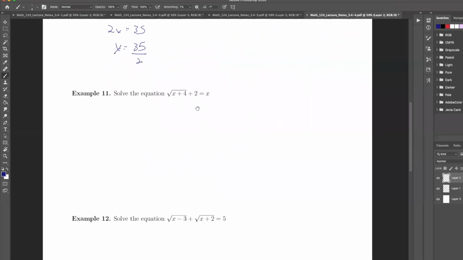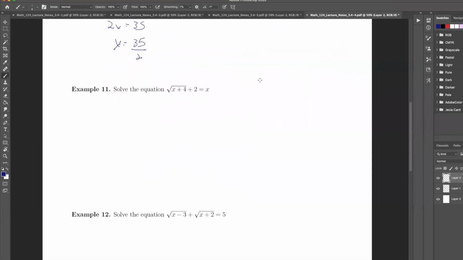All right, so let's do this together. I want everything on one side, so I'm going to have x plus 4 equals x plus 2. Nope, x minus 2. I almost did it again. Oh, boy. All right, so x minus 2. Then we're going to square both sides.